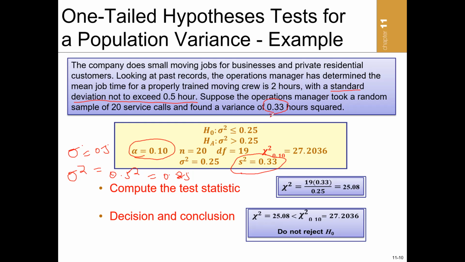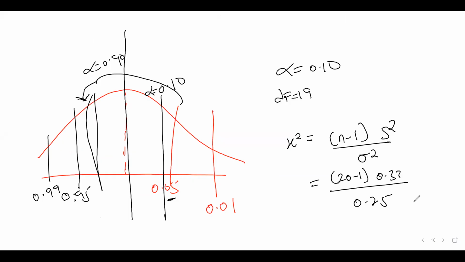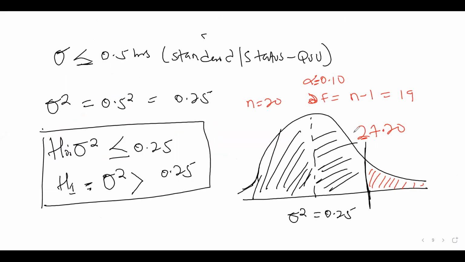So once you fix them in the formula, you're going to get a computed chi-square of 25.08, okay? So when you come in your bigger diagram, 25.08 will be somewhere here. Okay, so 25.08 falls in the acceptance region, all right, because it is less than the critical one. So we will fail to reject.